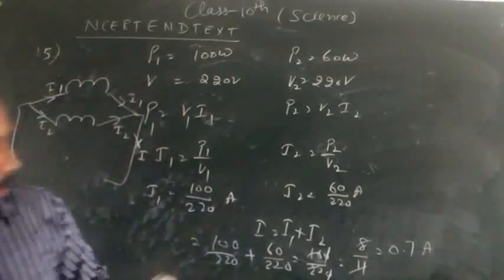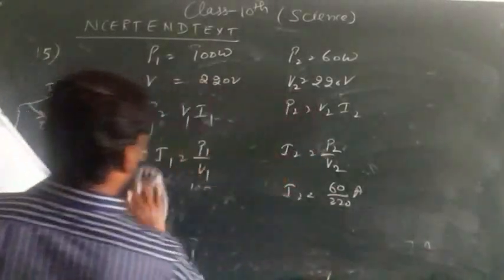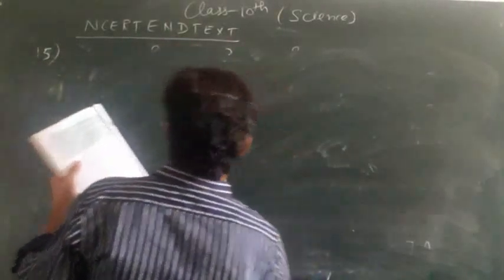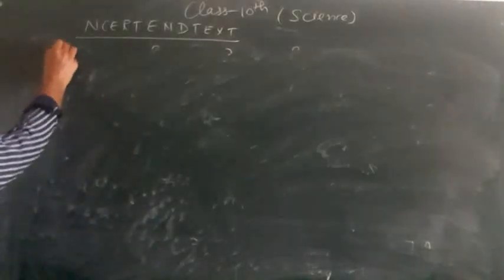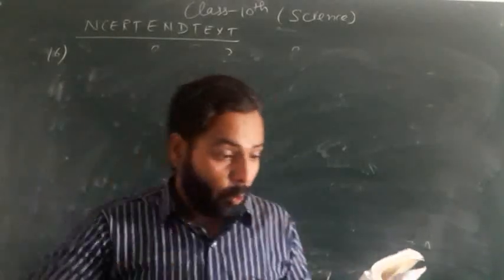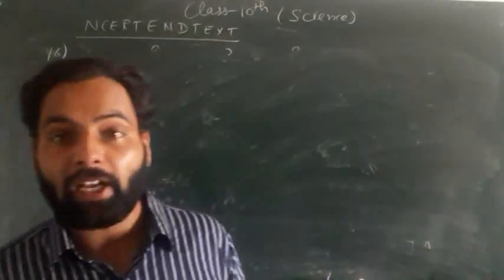Question number 16. Which uses more energy? Which uses more energy means which of the devices uses more energy? They are given two devices. So question number 16: which uses more energy, a 250 W TV set in 1 hour or a 1200 W toaster in 10 minutes?